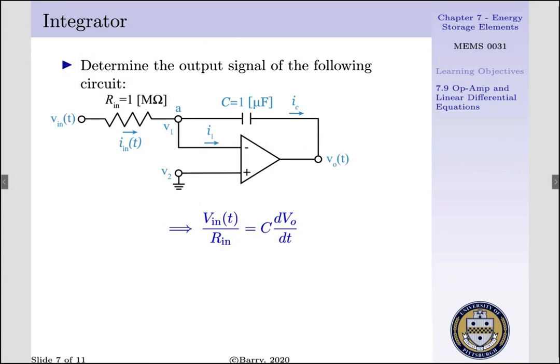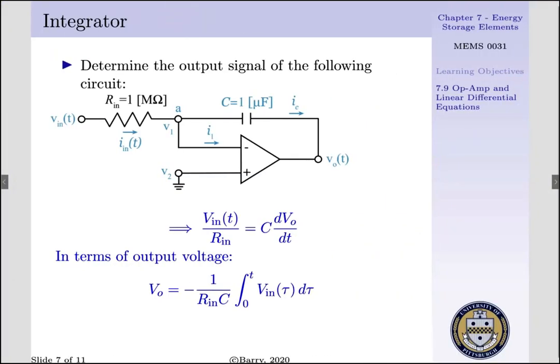Or we can say Vin per Rin is going to be equal to capacitance times the time rate of change of our output voltage. If we solve this in terms of our output voltage, it is going to be equal to minus 1 per RinC times the integral from 0 to t of Vin of tau d tau. We see here we're integrating our input signal and multiplying by a constant of minus 1 per RC.